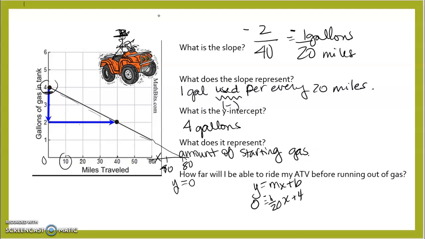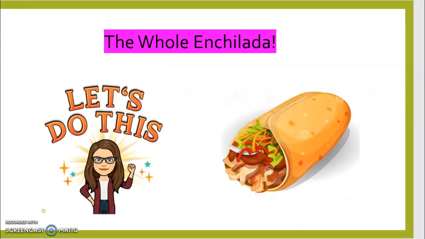All right, so we're going to solve for x. We're going to subtract 4 from both sides. I'm going to come over here and you get negative 4 equals negative 1/20 x. And then multiply both sides by negative 20 over 1, that reciprocal, right? So we get a positive 80. There it is. Our estimation pans out. At 80 miles, we will have 0 gallons of gas. So the whole enchilada, let's do this.